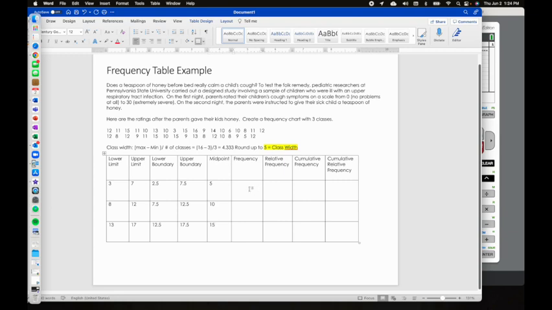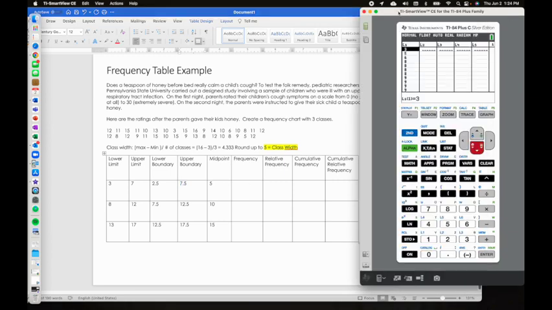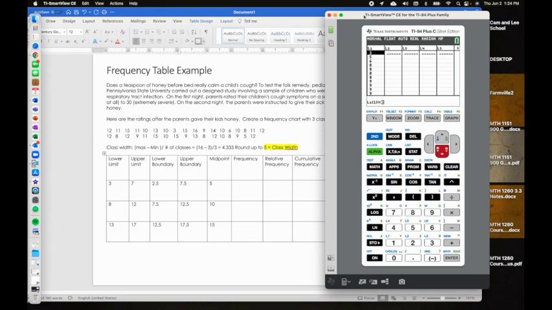So for the frequencies, what we do is we just take account of anything that falls between 2.5 and 7.5. This is where the calculator comes in really handy by sorting it. It helps with the count so that we don't miss anything. Because we sorted the data, anything that falls between 2.5 and 7.5, I just go down the list and count. As soon as I hit over 7.5, I stop counting.